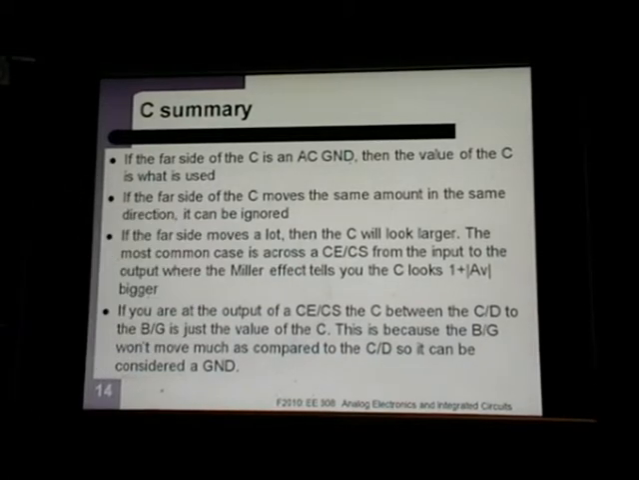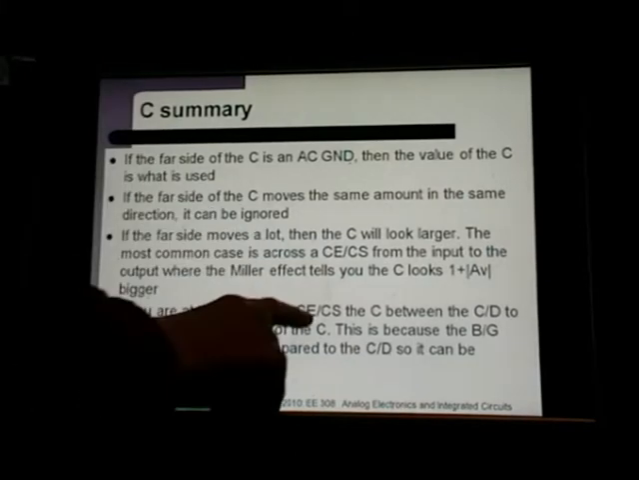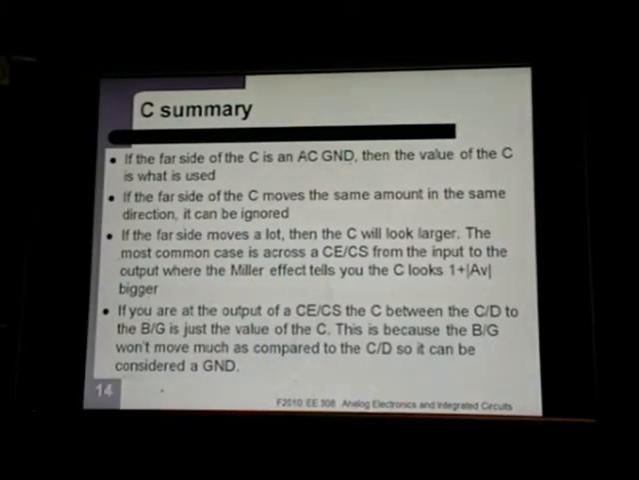If the far side moves a lot, for example, from the input of a common emitter to the output of a common emitter, the output's moving quite a bit as compared to the input and in the opposite direction, then you have to figure out what the change in voltage is across that and multiply your capacitor by that value. If you are at the output of a common emitter or a common source, and you move a little bit and you're looking at that capacitor that connects the output to the input, that input is not going to move very much. So you can consider the input side, so the far side, as basically ground.